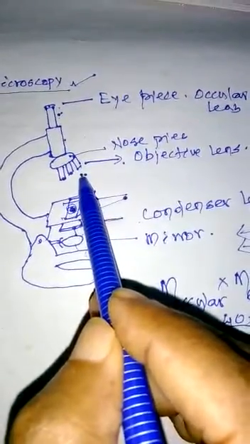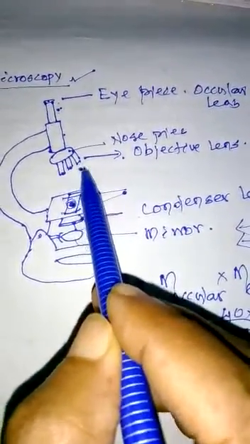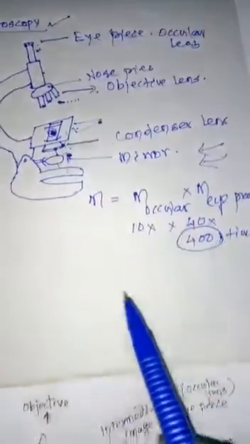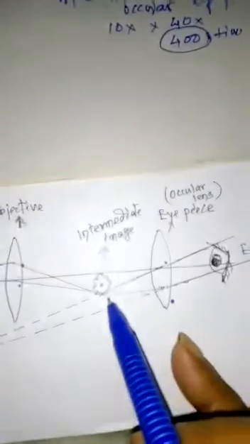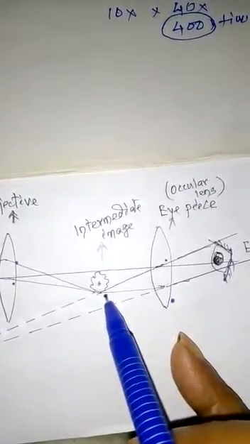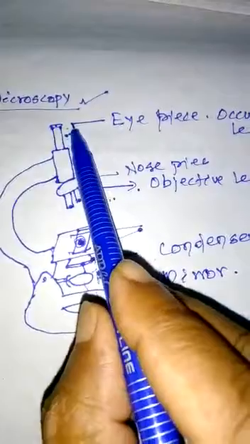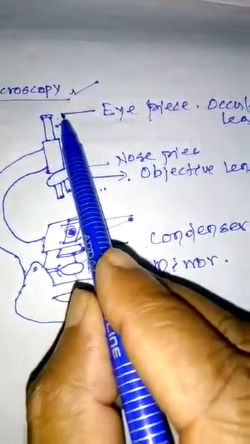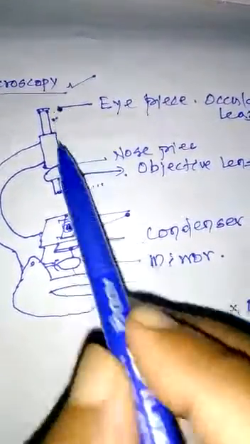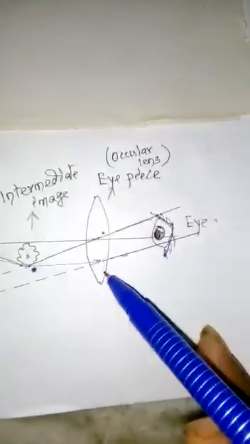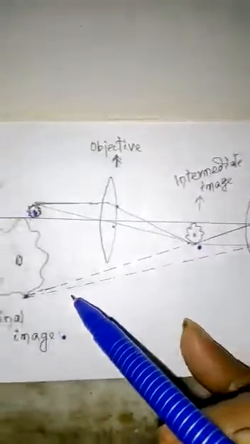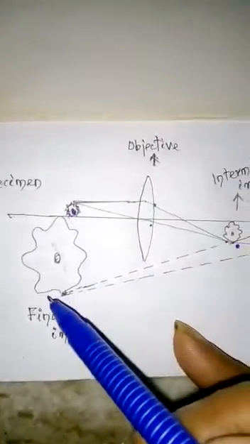The objective lens produces a real intermediate image in front of the ocular lens. It is a real image, and this is the virtual image. The ocular lens refocuses the intermediate image into a large image. This is the ocular lens which refocuses and forms a large image.